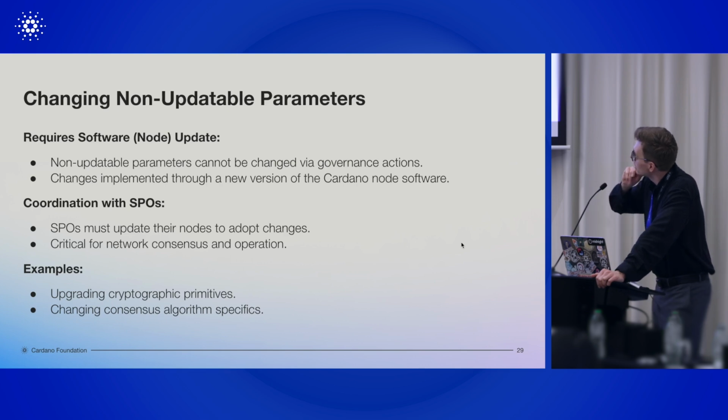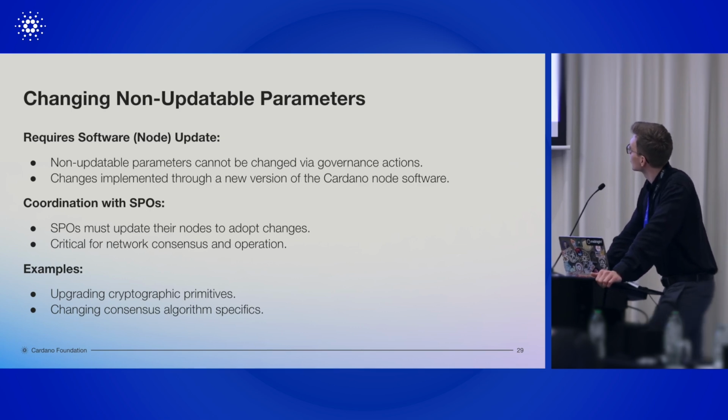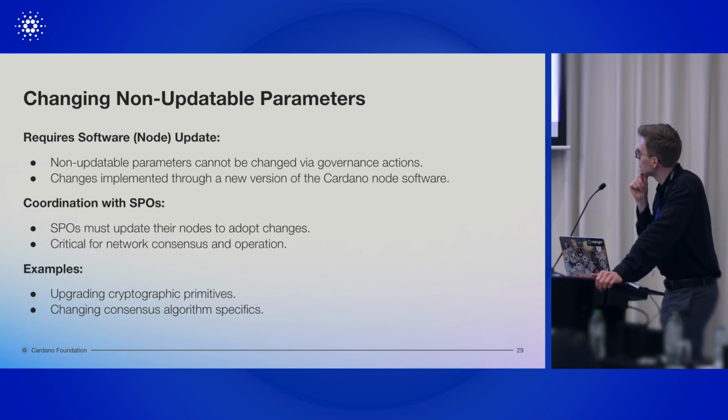Yeah, and then really quickly, changing non-updatable parameters. While they're called non-updatable, you can change them. And what this requires is a node update, a change of the node. What this requires, similar with any hard fork or any node upgrade, is of course that SPOs implement it. SPOs actually use that updated node software. Examples for that, as we said before, non-updatable parameters are the total ADA supply, 45 billion, or changing other non-updatable parameters.